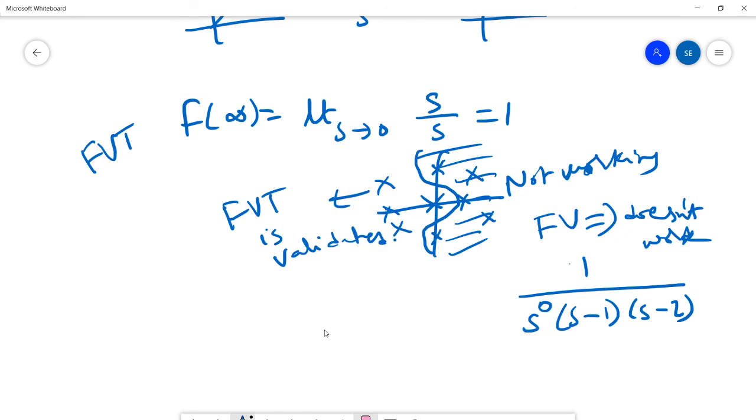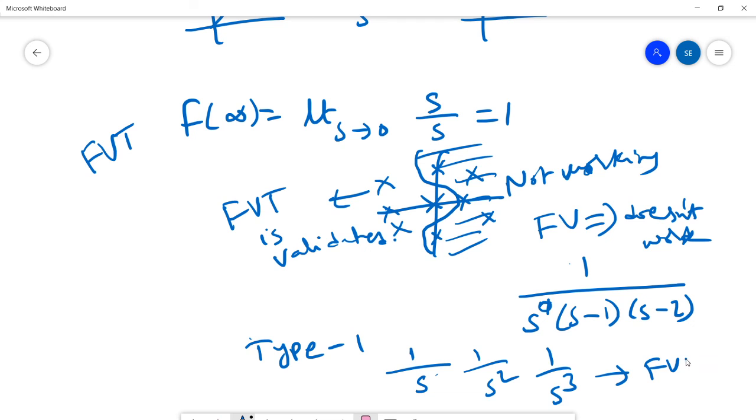Okay. For the type 1 system, type 1 means S factor is 1. So for only type 1 system without any other poles on right hand side, if you consider poles of 1 by s or 1 by s square, 1 by s cube, however many poles you put on the origin, then final value theorem is working, right?